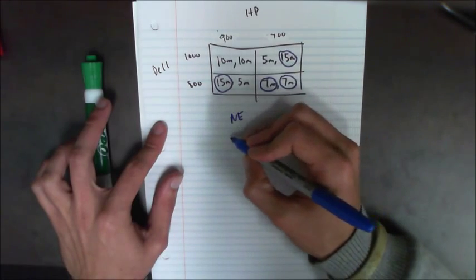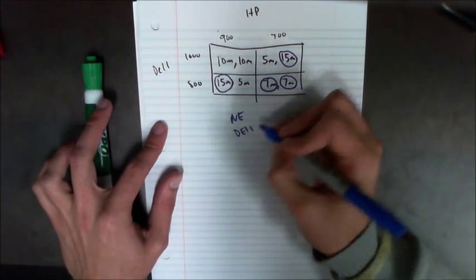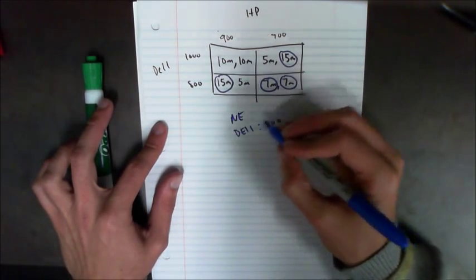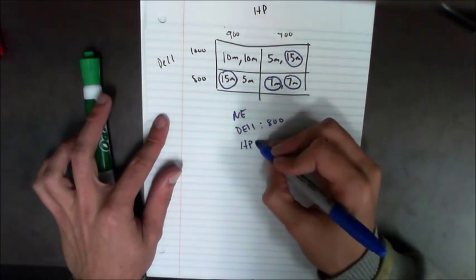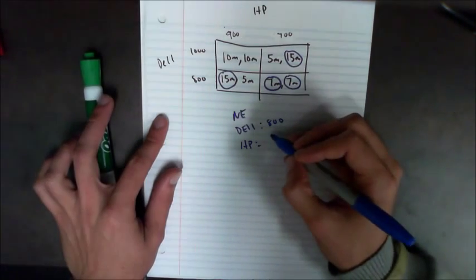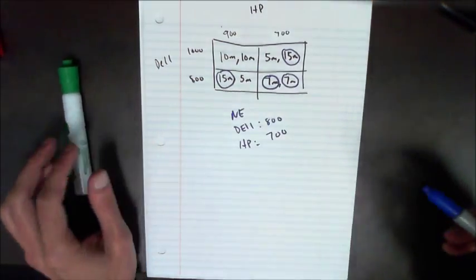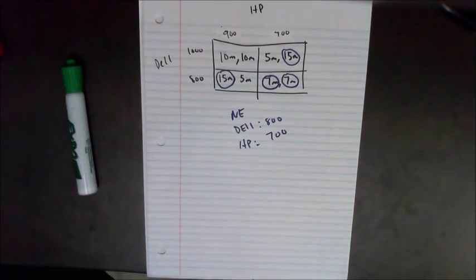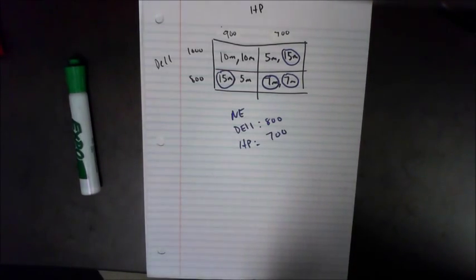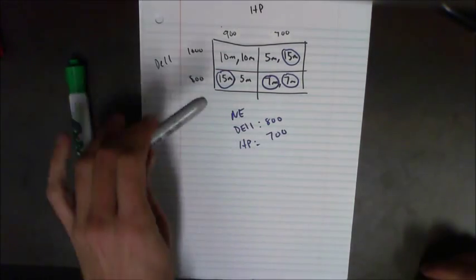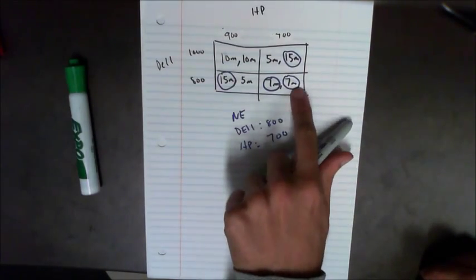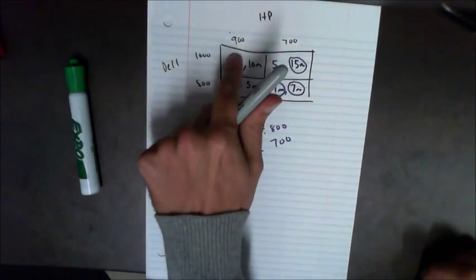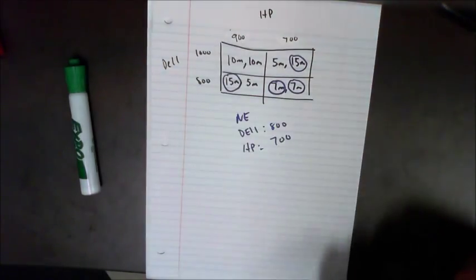And E here for Nash equilibrium is what? Dell's strategy would be 800, while HP's is 700. This is their Nash equilibrium. Is this a prisoner's dilemma? Sure it is. Each player pursuing their dominant strategy leads them to a worse outcome than if they had gotten together and colluded.